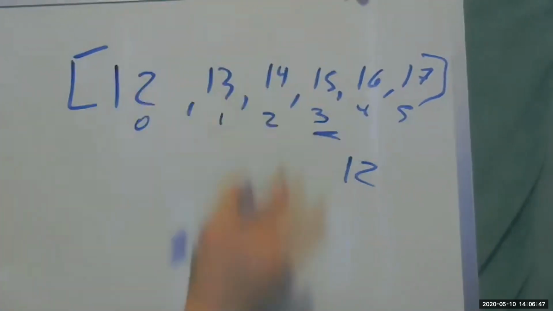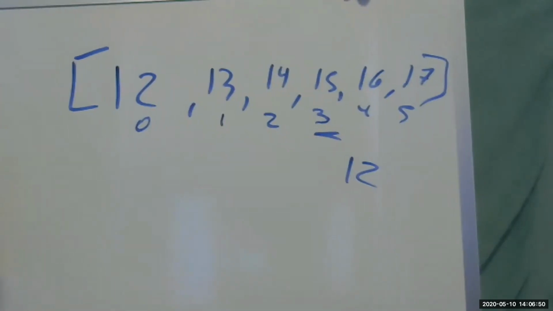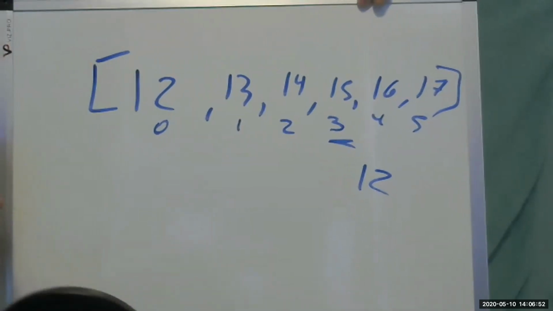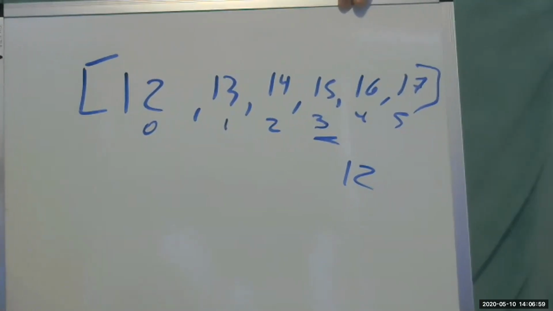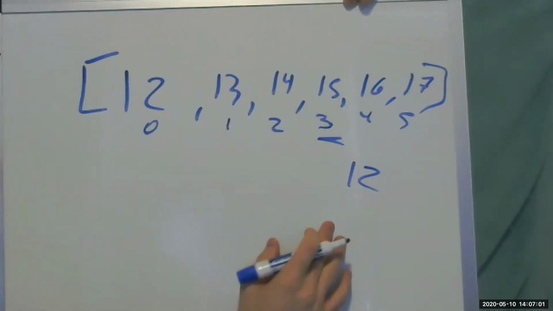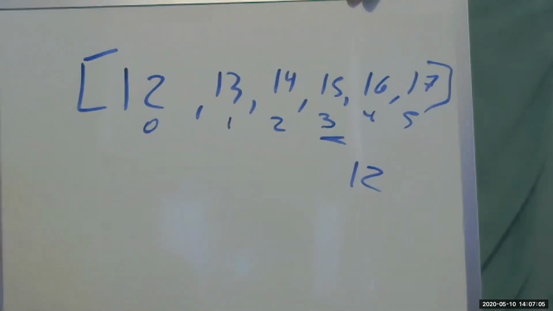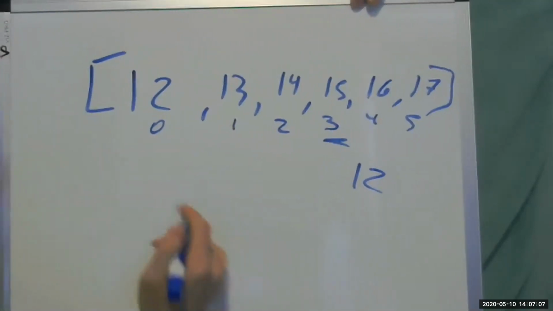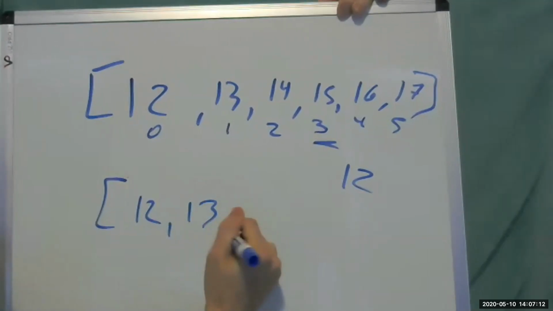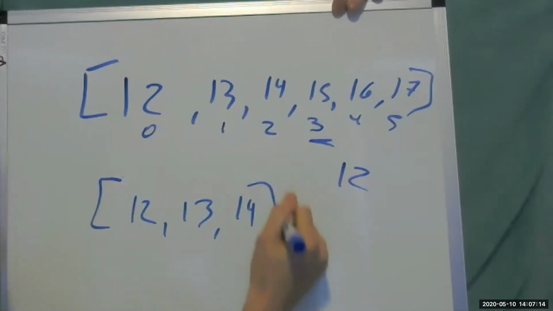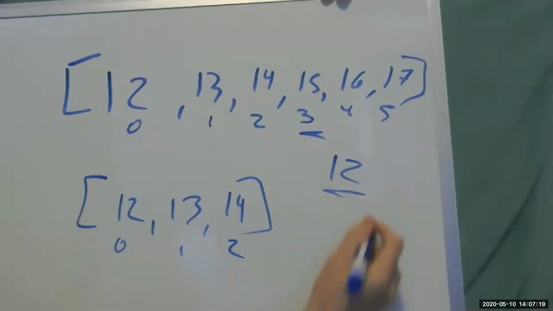So does 12 exist on the left side or the right side of this 15? The left side. It has to, because this is an ascending order, right? So we know we don't care about anything to the right of the 15. It's irrelevant. So we're going to make a recursive call on the left side here: 12, 13, 14, with indices 0, 1, 2. And we're still looking for our 12.